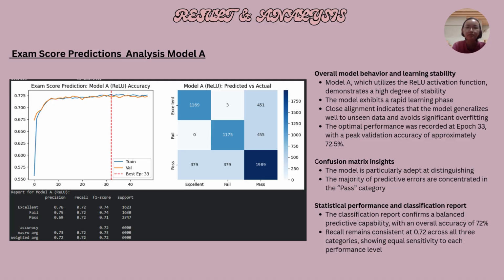Overall, the classification report shows an accuracy of 72%, with the highest precision of 0.76 for the excellent class. Recall is consistent at 0.72 across all categories, and F1 scores range from 0.71 to 0.74, confirming that Model A provides a strong and balanced baseline for exam score prediction.